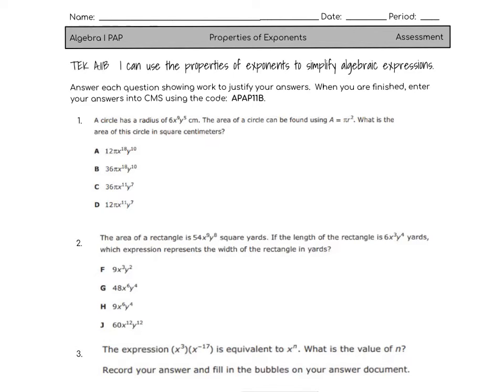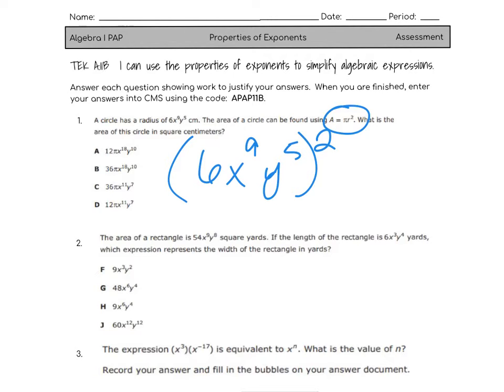So we talked about this as a warm-up. This question isn't about area, right? Because we don't necessarily care so much about that in algebra. The question is taking this radius and squaring it. So now you have exponents.